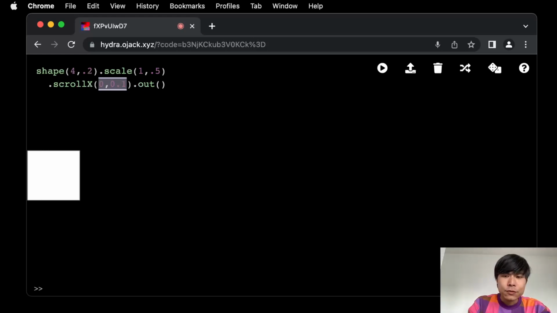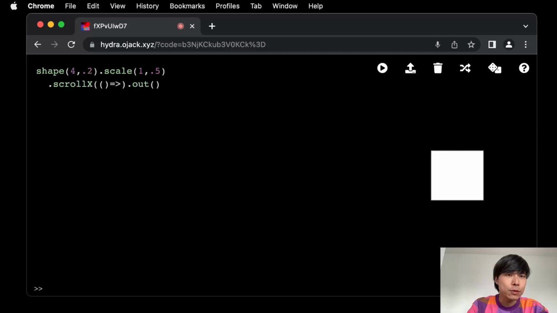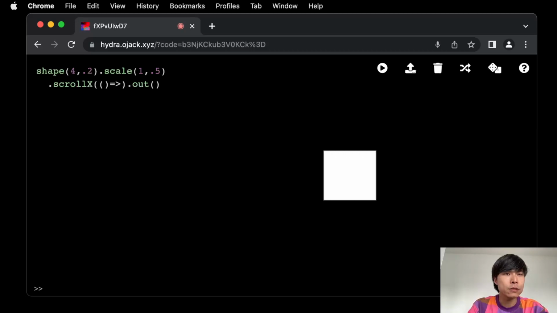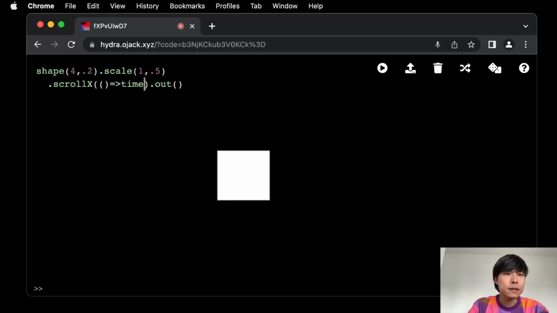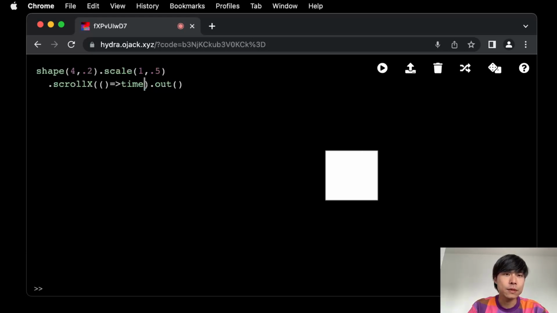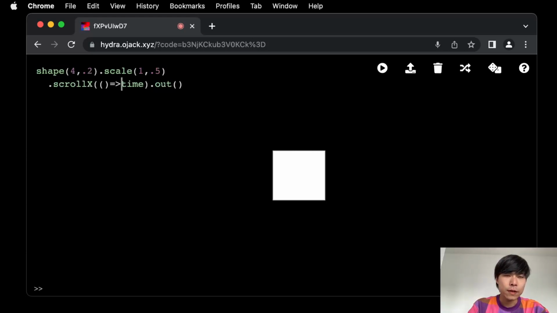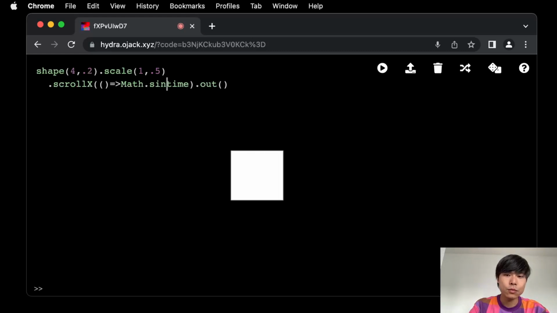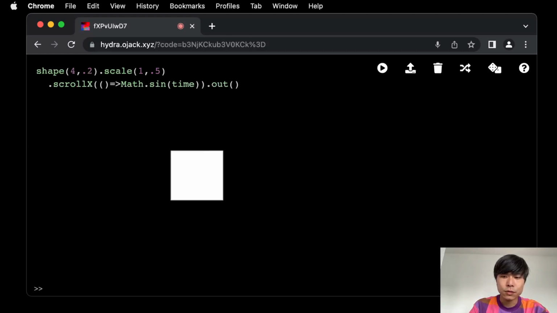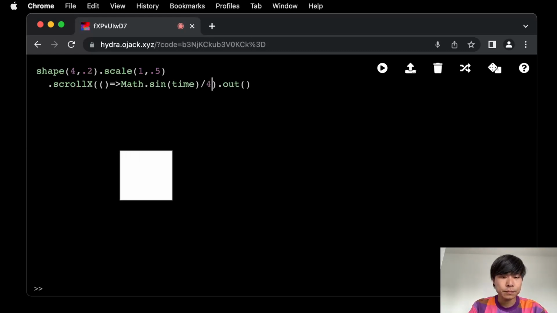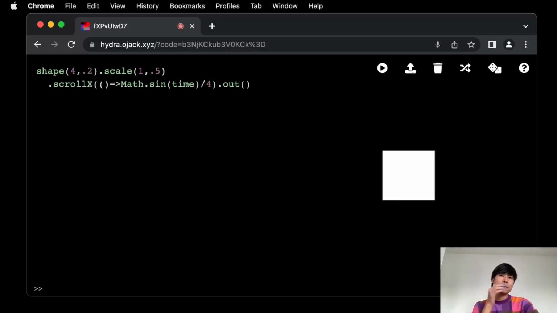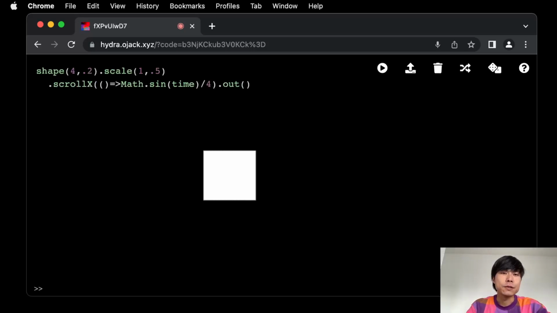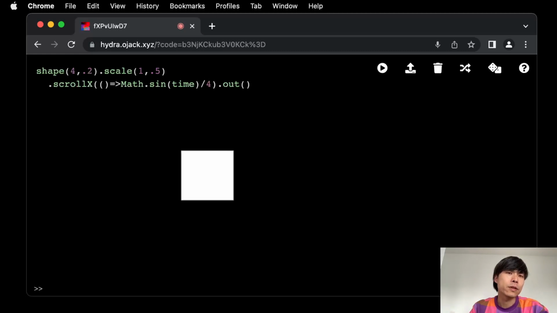This is not that interesting, so I think people would use, for example, an arrow function with time. Well, this one is still the same. It's too fast. So, like a sine function. Because of the sine function, this gives a little bit of articulation in movement.